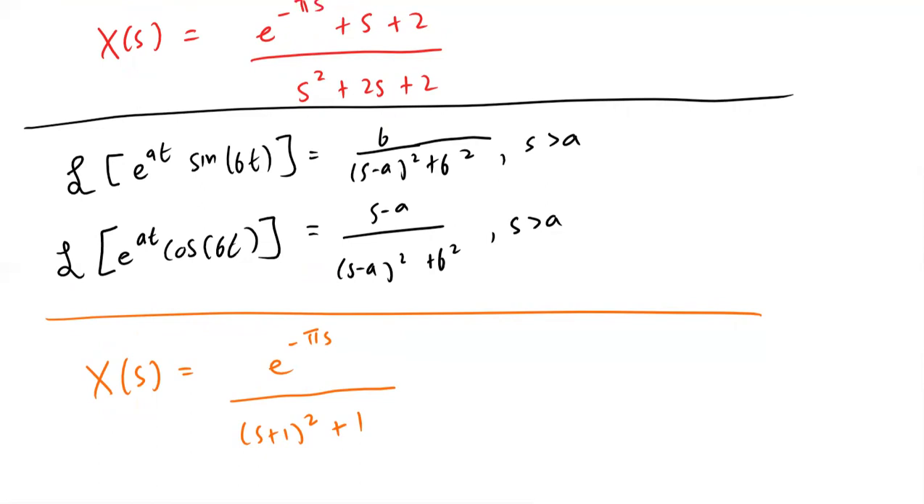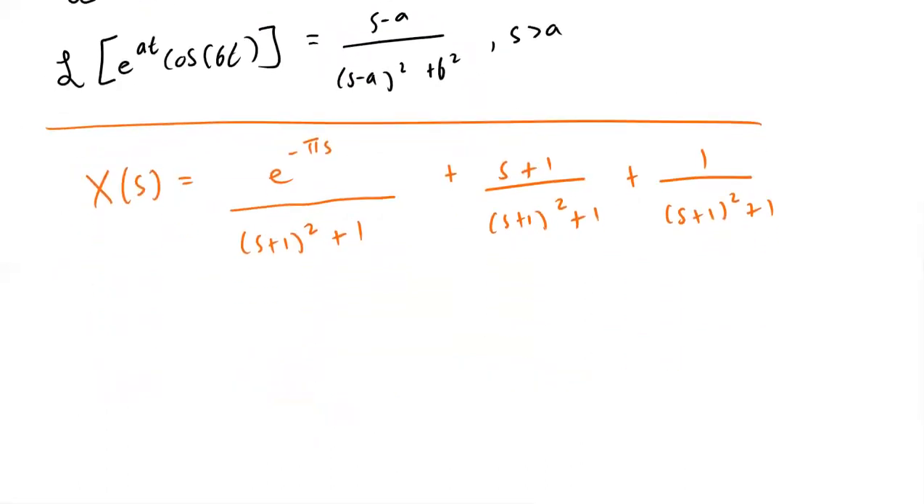Now here, I have an s plus 2 in the numerator. I'm actually going to separate it as s plus 1 over s plus 1 squared plus 1. And then I have a leftover 1. I just want to write that here. Okay. Now, I'm going to take the Laplace inverse of all of these. So x of t is going to be the Laplace inverse of big X of s. I'll make that a little bit bigger.